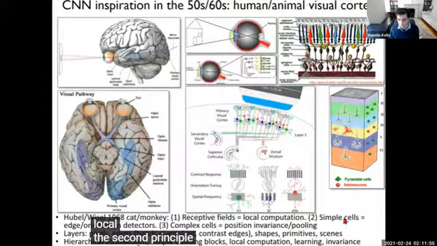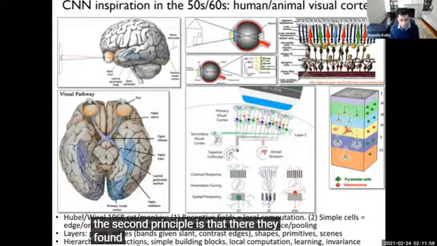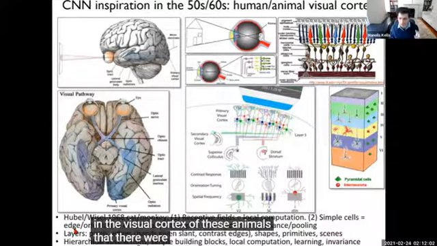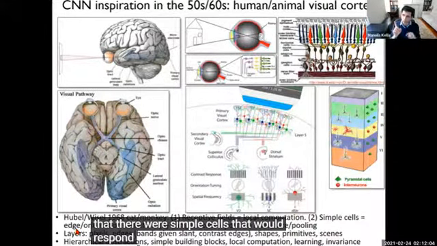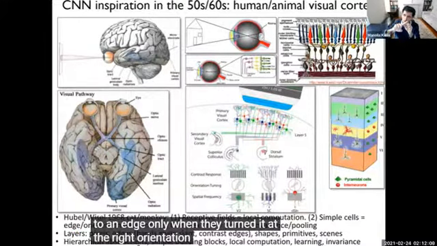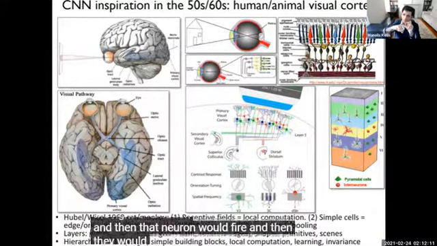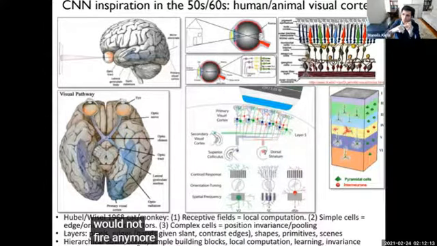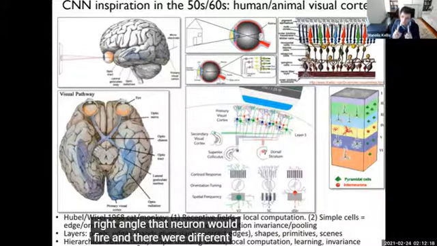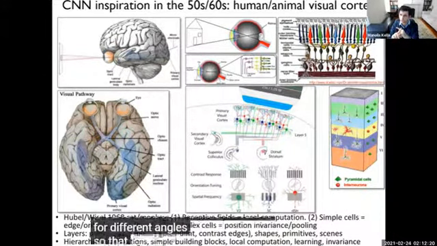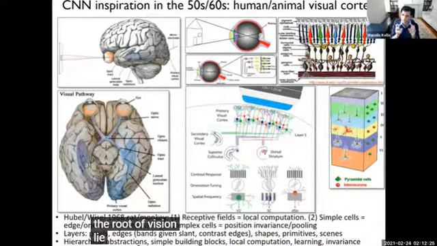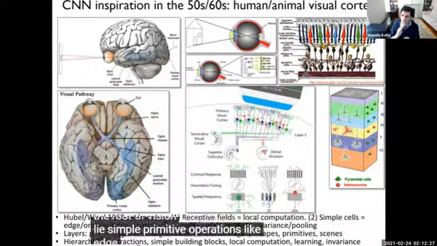The second principle is that they found in the visual cortex of these animals that there were simple cells that would respond to an edge only when they turned it at the right orientation, and then that neuron would fire, and then they would turn it away and that neuron would not fire anymore. And when it was exactly at the right angle, that neuron would fire. And there were different neurons for different angles. So that basically taught them that at the root of vision lie simple primitive operations like edge detection.